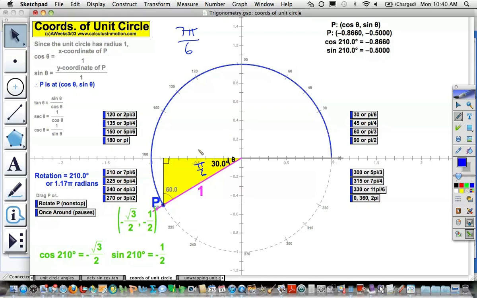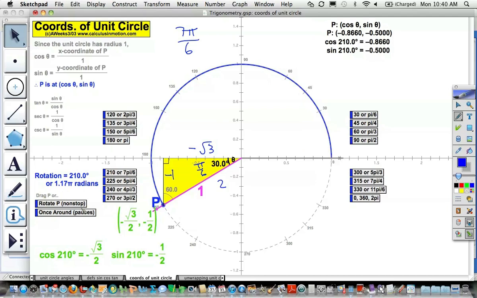Now, both are negative this time. This is negative root 3 this way. This is negative 1 down this way. This would be 2 if you're labeling them that way. So notice cosine and sine are both negative there. So you need to be able to draw these triangles in the quadrant where they're at.